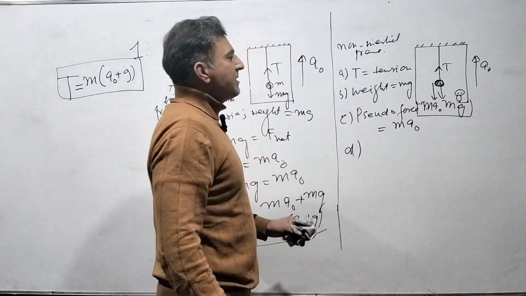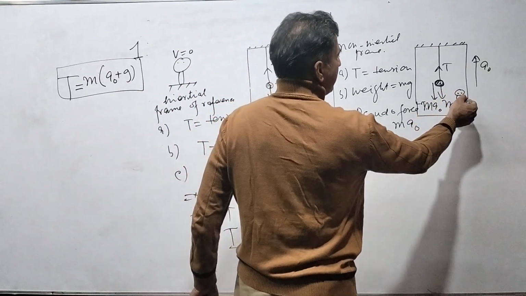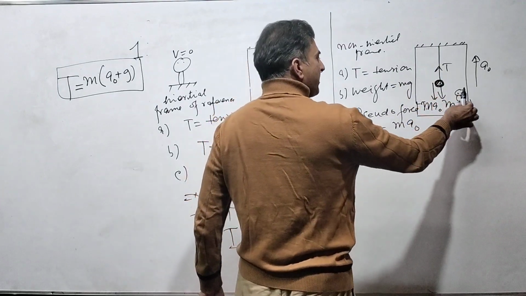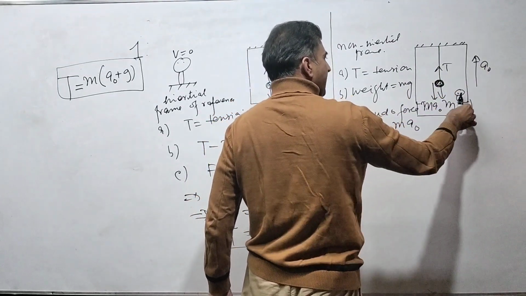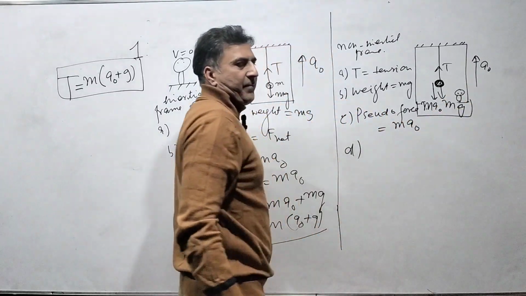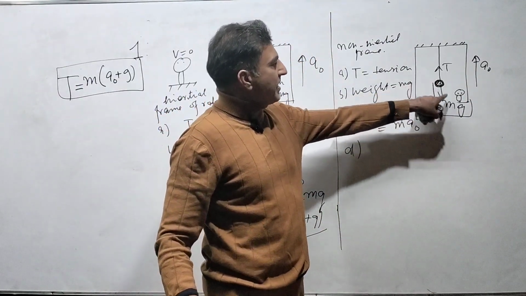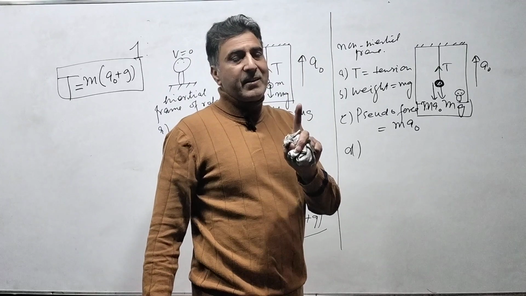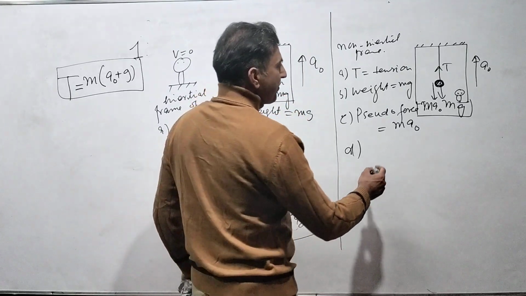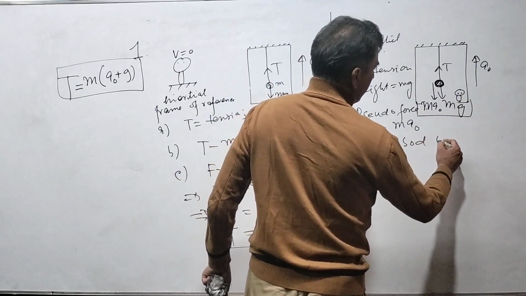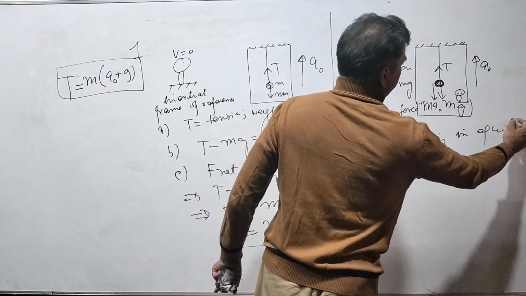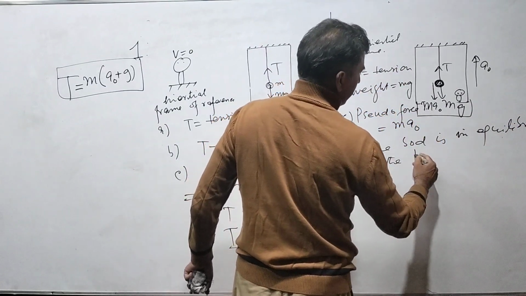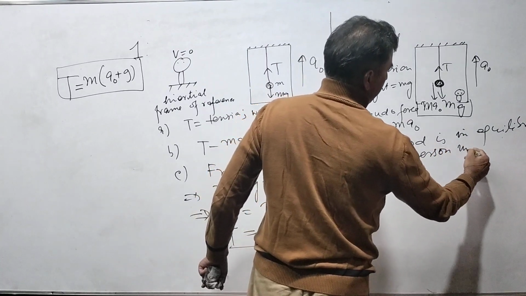D, for the person inside the lift, the body is at rest. The acceleration of the lift is a0. His acceleration is also a0. So there is no relative acceleration. So the relative acceleration of this bob with respect to the person inside the lift is 0. That means the object is not accelerating for a person inside the lift. So the bob is in equilibrium for the person inside.